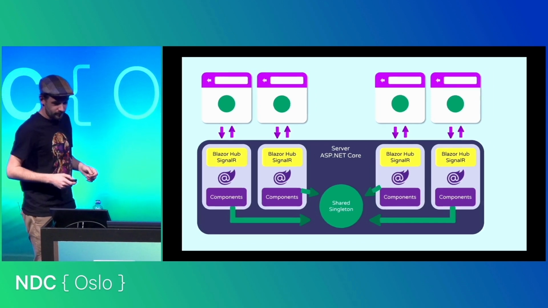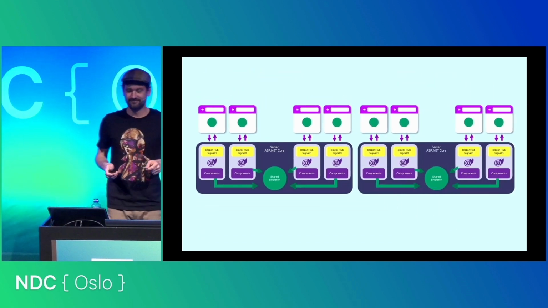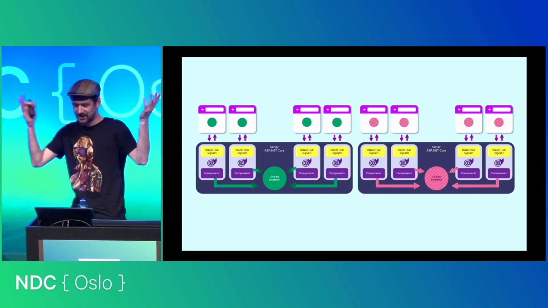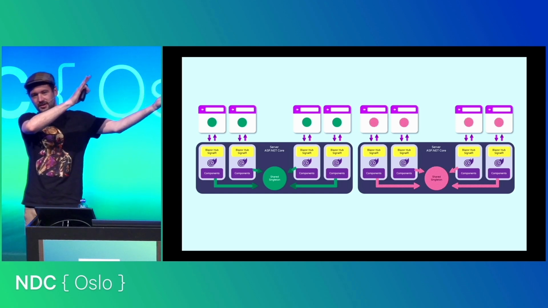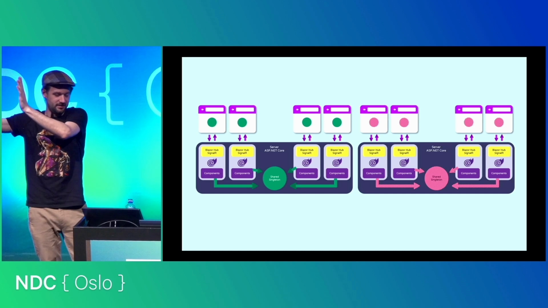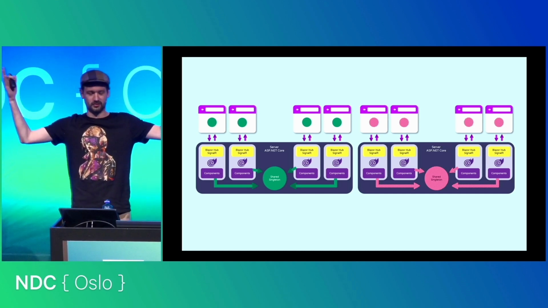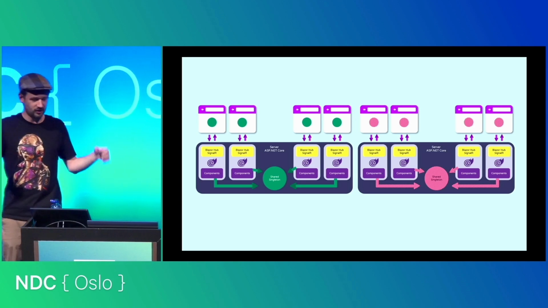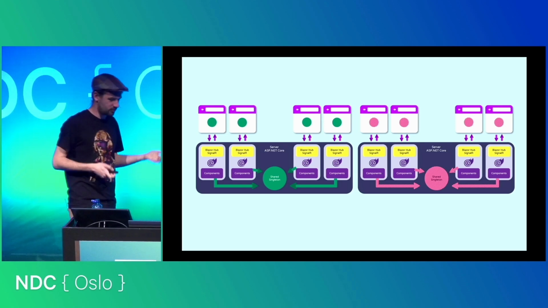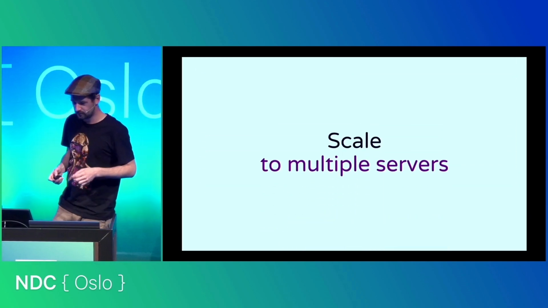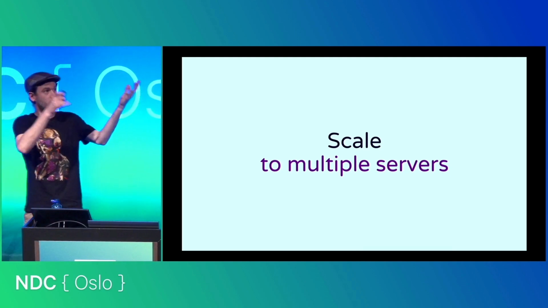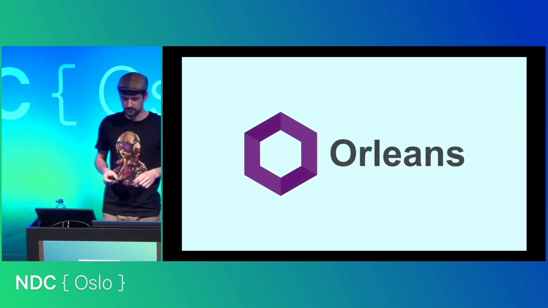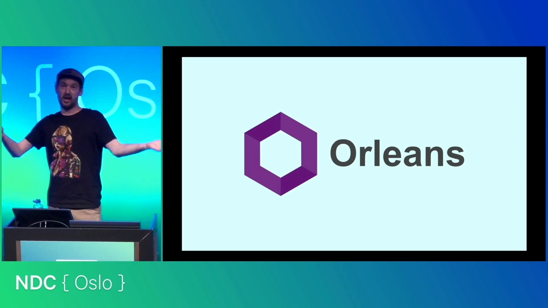But then we want to scale. Then that singleton, well, it's not really a singleton anymore. At least, it is on one server, but on the other server, it isn't. Then we have two different counts. So if we want to scale to multiple servers, we need to have some synchronized state or whatever. So we want to have this singleton working on multiple servers. That is where Orleans can help us.